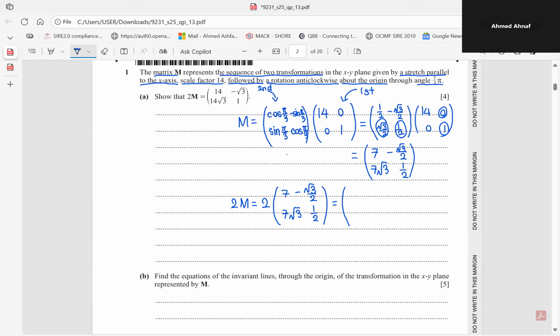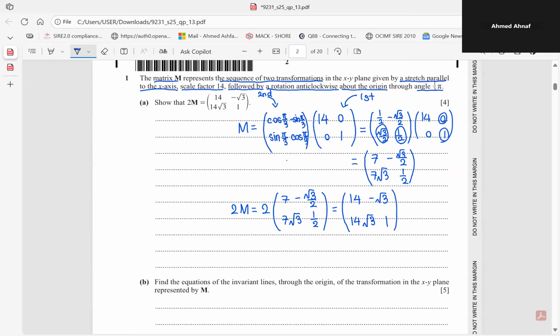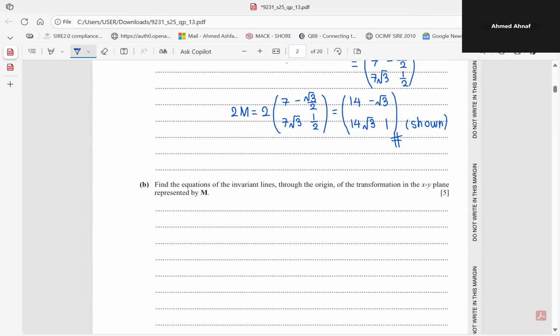So 7 times 2, that's 14, minus square root 3 over 2 times 2, that's minus square root 3. And 7 square root 3 times 2, that's 14 square root 3. And finally, this will just be 1. So it matches the answer that we're supposed to get, as you can see. So we can write "shown". And this would be our final answer for this part. Let's head on to the next part.